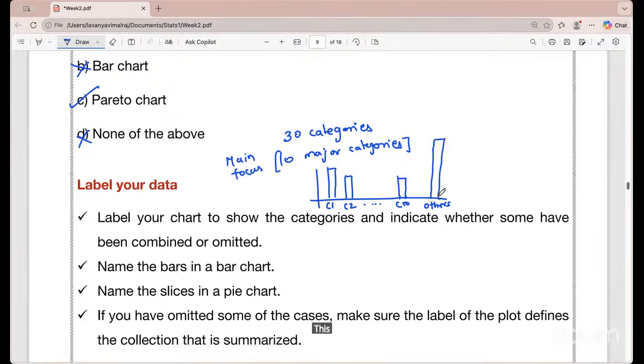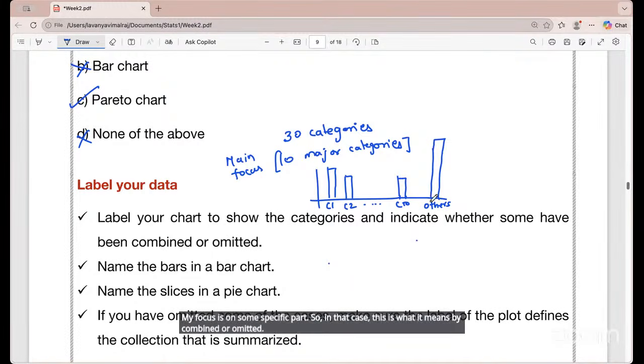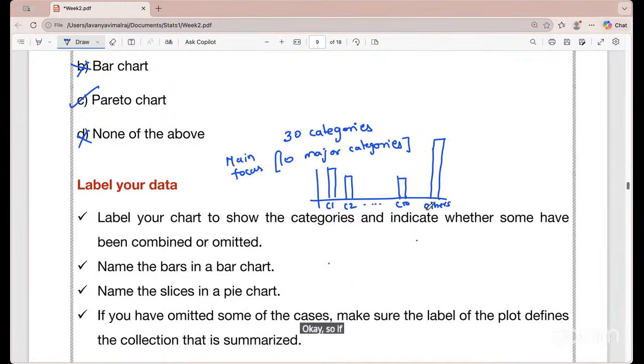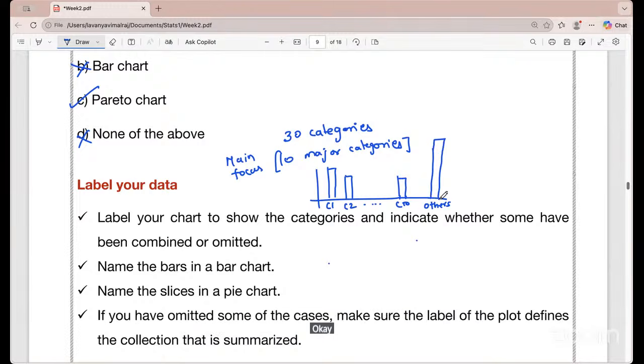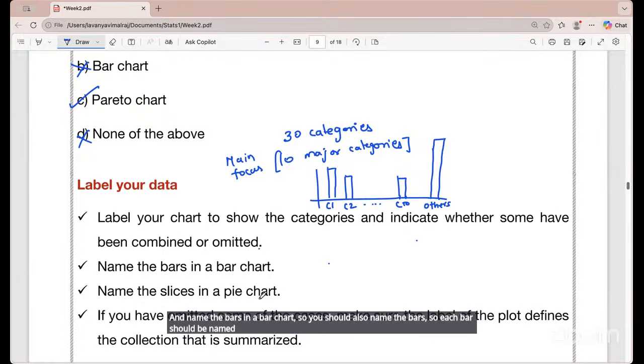This can be done when my focus is on some specific part. So this is what is meant by combined or omitted. If you are combining certain parts, then that should also be mentioned. And name the bars in a bar chart. So each bar should be named, and the slices in a pie chart.